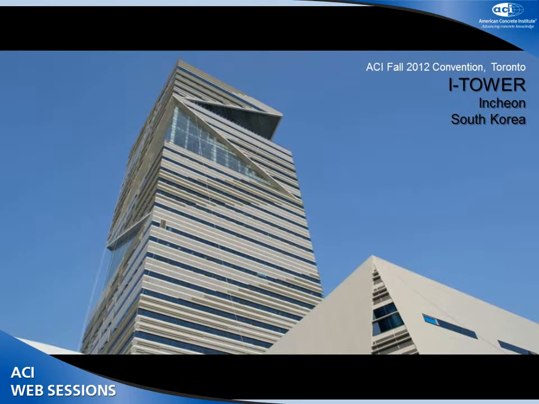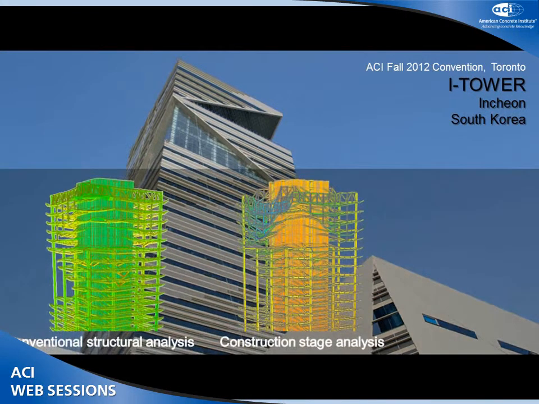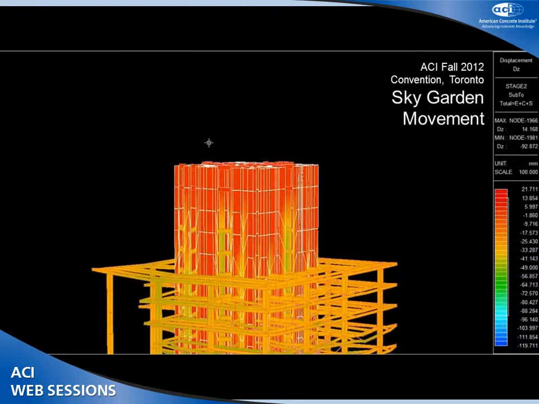A second application was made to the I-Tower, which will be used as a new UN office building in South Korea. 150 meters is not so high in terms of building movement. The construction challenge is in the column-free area called the Sky Garden. Although not visible in the ordinary structural analysis, if this area is constructed without any temporary support, the intermediate levels shall sink excessively, as shown in this construction stage analysis result.